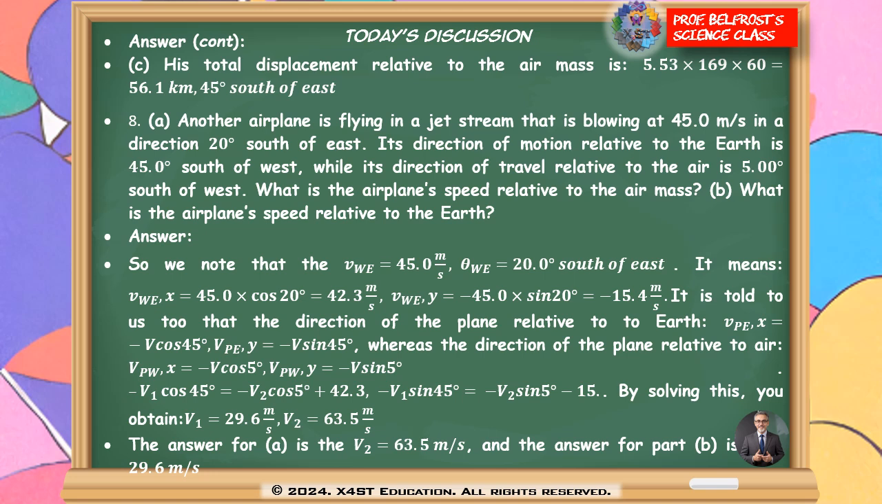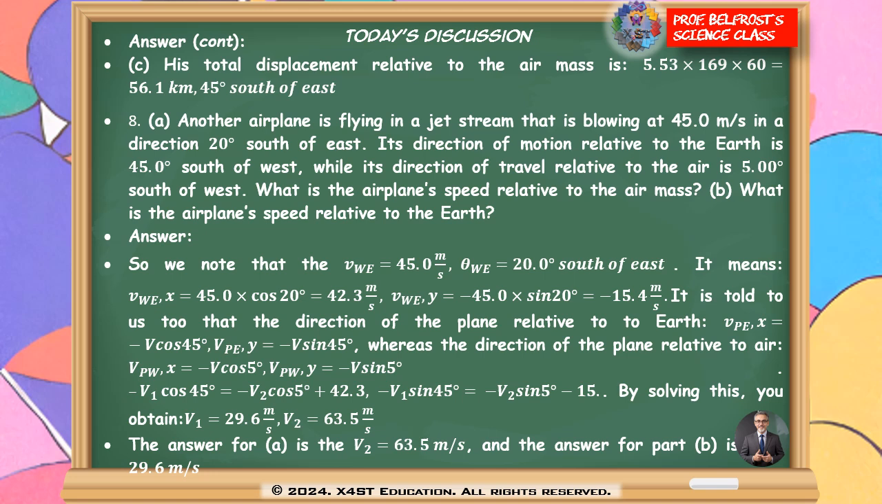Another airplane is flying in a jet stream that's blowing at 45 meters per second in a direction of 20 degrees south of east, and its direction of motion relative to the Earth is 45 degrees south of west, while its direction of travel relative to the air is 5 degrees south of west. What is the airplane speed relative to the air mass? It is actually quite a difficult question. I want you to pay attention to this question. And B, what is the airplane speed relative to the Earth?